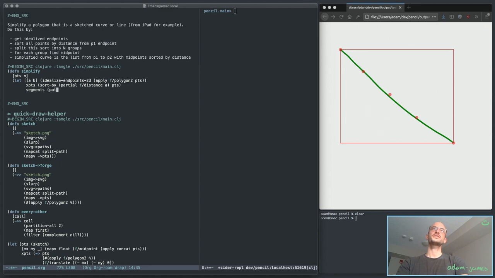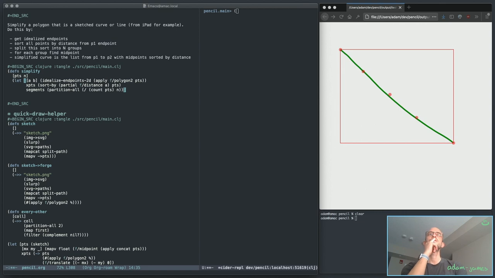Segments then are partition. Oop. I wonder if there's a way. Actually, I have to do it this way. I have to do partition all. And the partition size is actually count points divided by n, so that I get the number of segments. Yeah, I think that's right. Okay, we'll do that. So then, oop, that's each segment.